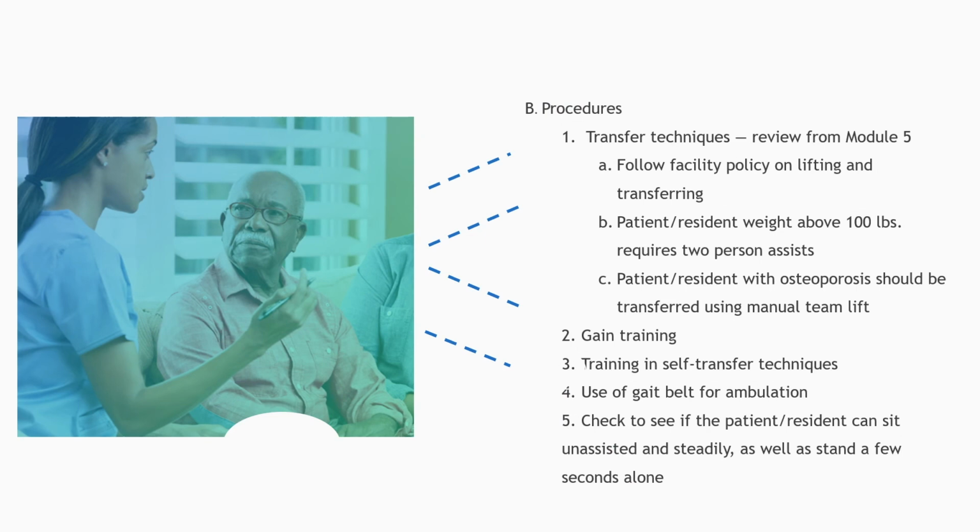Procedures. Transfer techniques. Review from Module 5. Follow facility policy on lifting and transferring. For patients or residents who weigh above 100 pounds, this requires two-person assists. For patients or residents with osteoporosis, they should be transferred using a manual team lift. Gait training. Training in self-transfer techniques. Use of gait belt for ambulation. Check to see if the patient or resident can sit unassisted and steadily, as well as stand a few seconds alone.